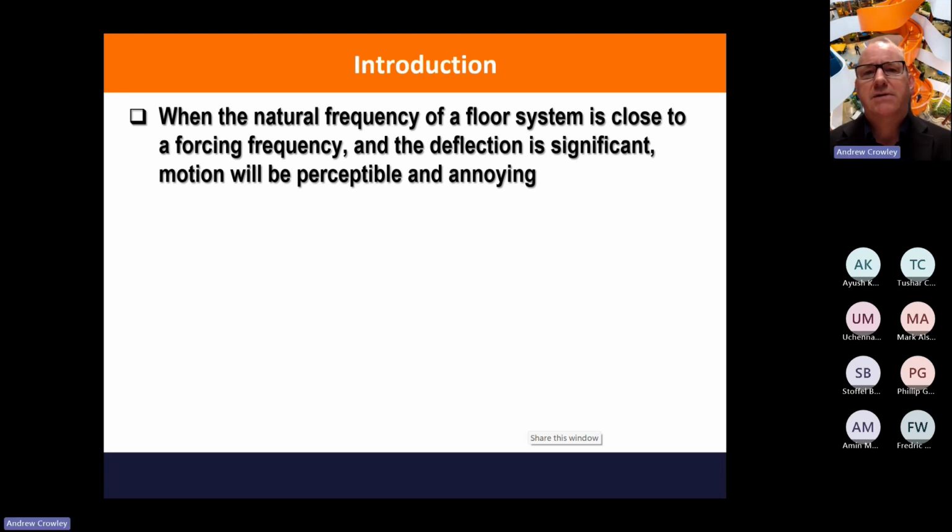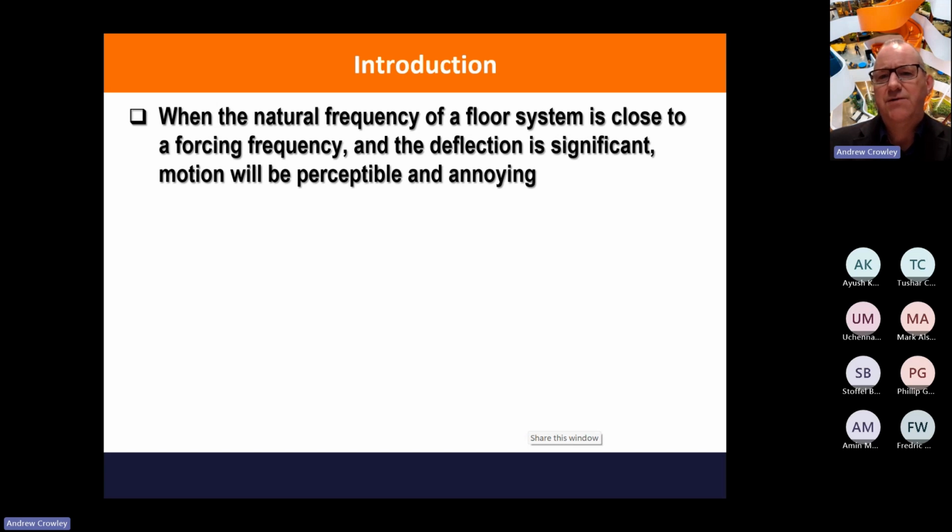So just a reminder of the dynamics of buildings. When the natural frequency of a floor system is close to the forcing frequency and the deflection is significant, motion will be perceptible and annoying. Back in the 1980s, when greed was good and hair was big, we were building fast track construction using multi-story steel frames and lightweight composite floors. There was a concern about the deflection and the vibration of these floors, and we had a little rule of thumb that if you kept the natural frequency of the floor above about 4 hertz, it should be okay.